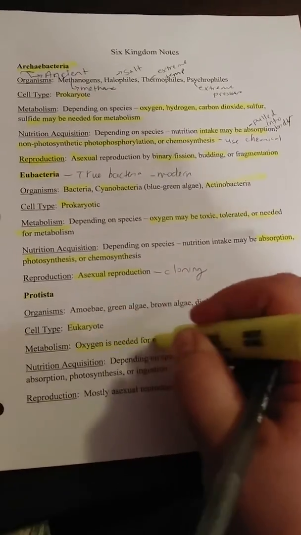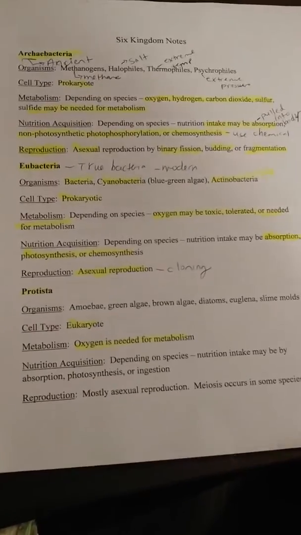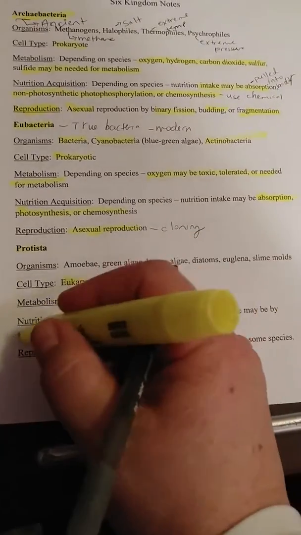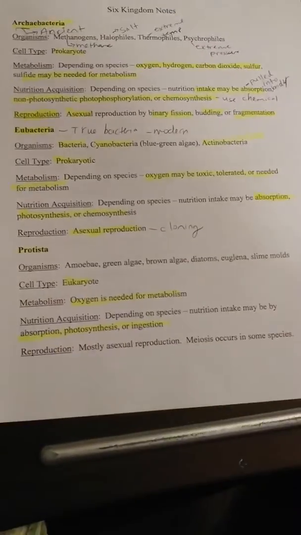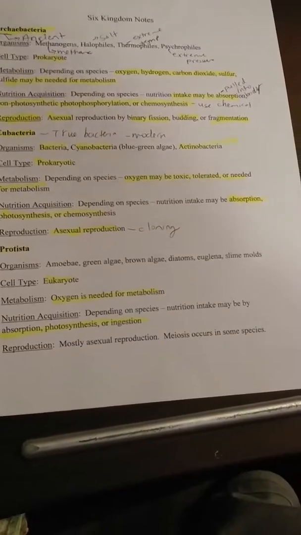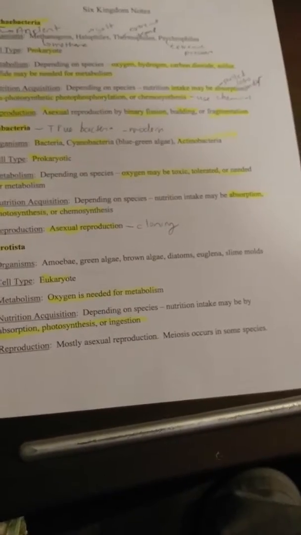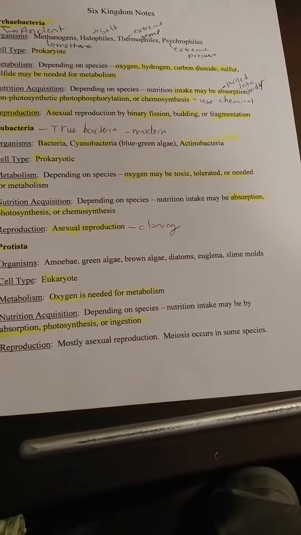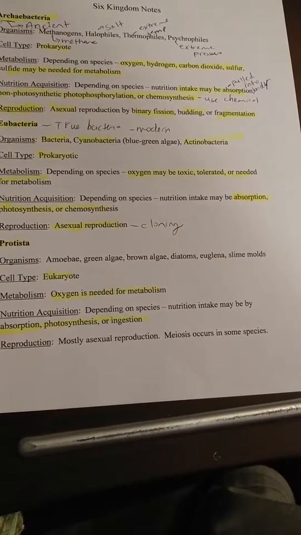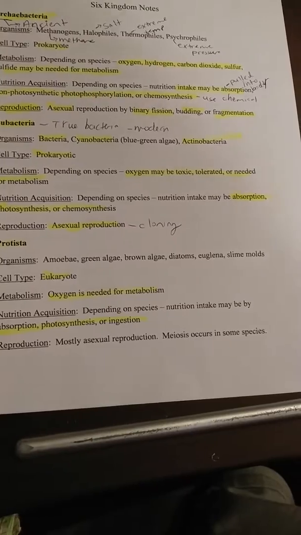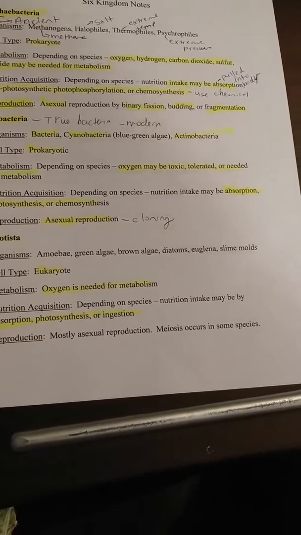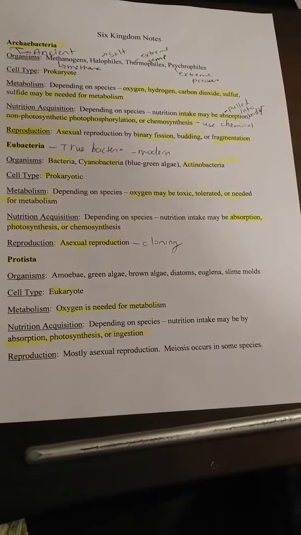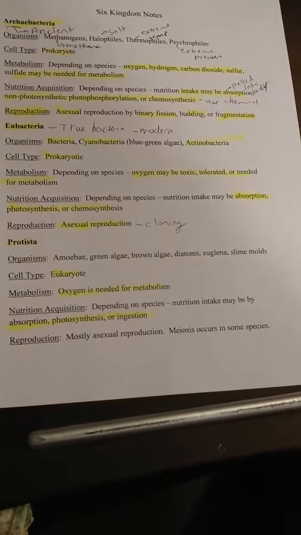Oxygen is definitely needed for the metabolism to occur. And depending on species, nutrition intake may be absorption, photosynthesis, or ingestion. Ingestion is the case, for instance, amoeba. He will excrete his stomach and slurp up whatever it's trying to eat. Diatoms make their own food from photosynthesis, as do brown algae, green algae. Euglena will actually hunt and ingest their prey. And then slime molds will also absorb what's there.